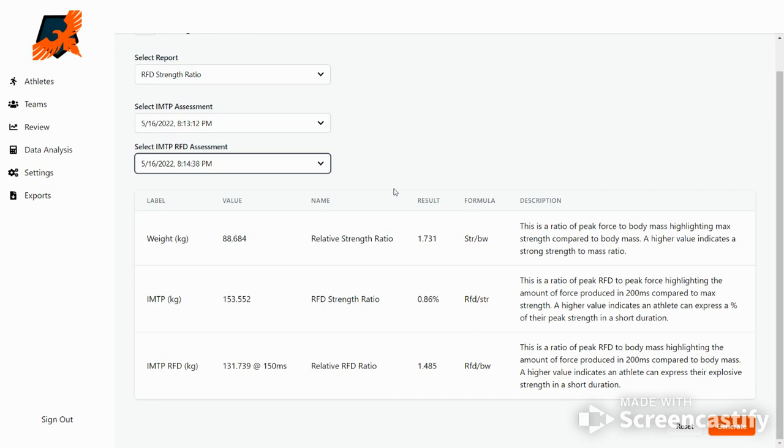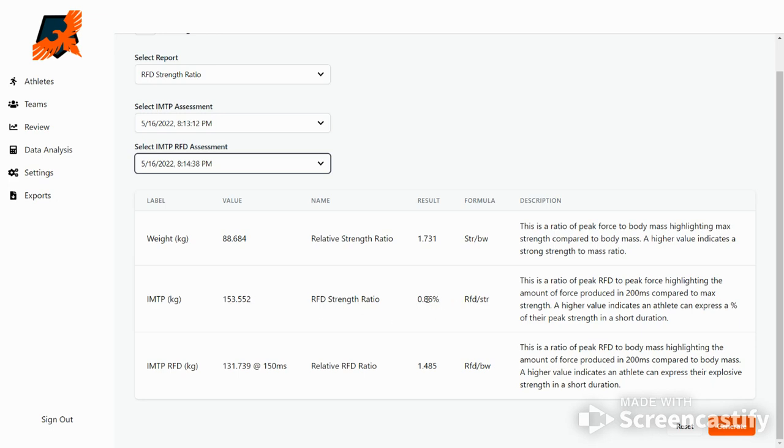Now, let's move down to RFD strength ratio. RFD strength ratio is what you pulled from the isometric mid-thigh pull rate of force development pull, the fast pull, divided by your strength. So here you'll see a 0.86, it's 86%, right? That should not be 0.86% because it's 86%. This is how fast and how much you pull in a very short amount of time, very short, right here, 150 milliseconds, and that's divided by your max strength.